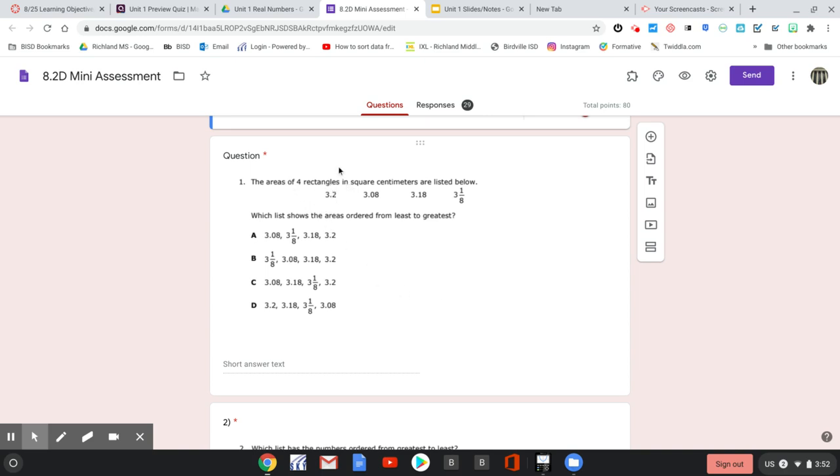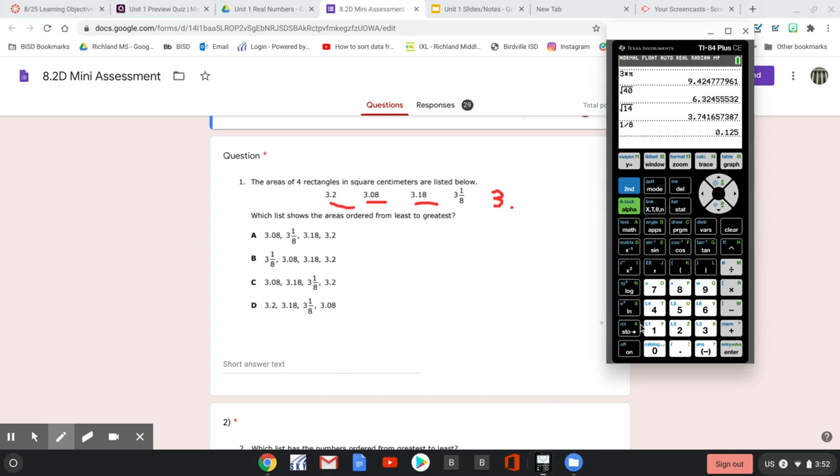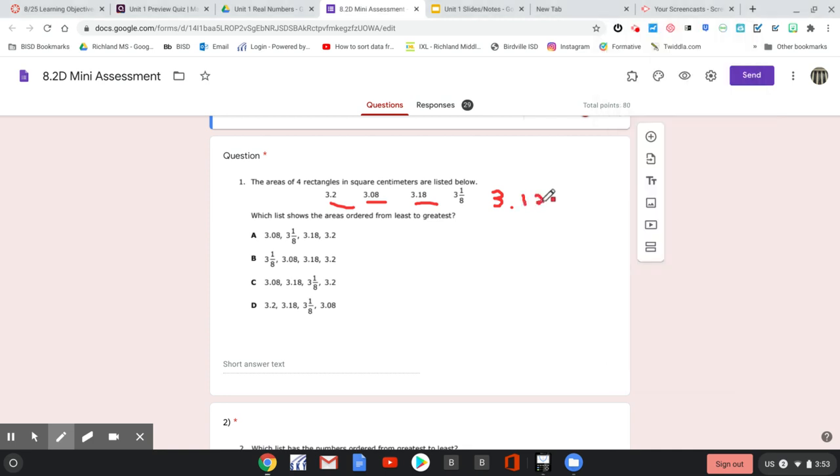So let's see, this one is already a decimal. This one's a decimal. This one's a decimal. We only need to convert this one. So 3, pull the calculator up, 1 divided by 8. 0.125. Okay, now we know all the numbers. I'm going to mark that out because that's what the number is.